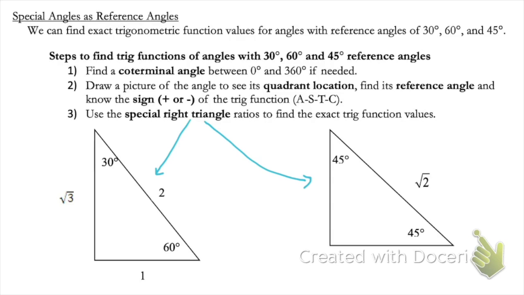So we're going to first find the coterminal angle between 0 and 360. We're going to draw a picture of the angle to see its quadrant location and find its reference angle. Make sure you're checking to see what quadrant it's in, because of the rule, all students take calculus, that was the one I remember from school. Your positive and negative signs, then use your right triangles to find the exact values.